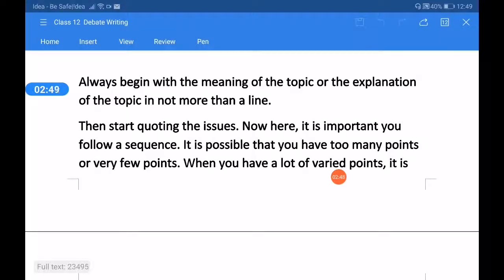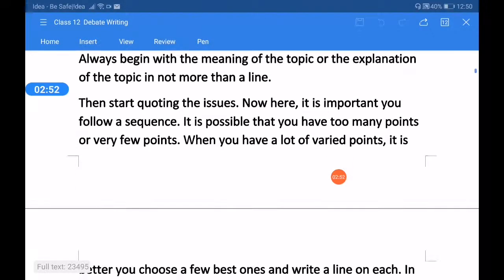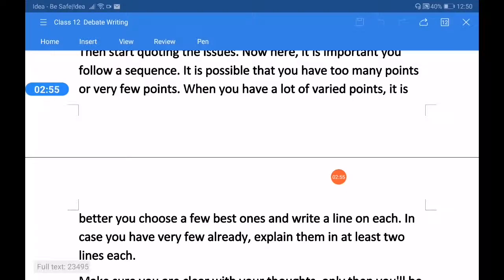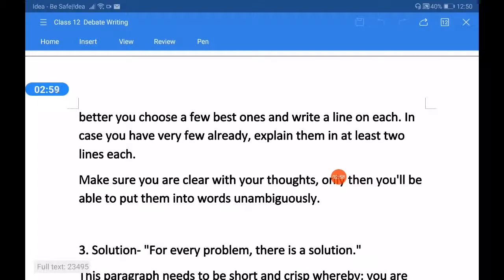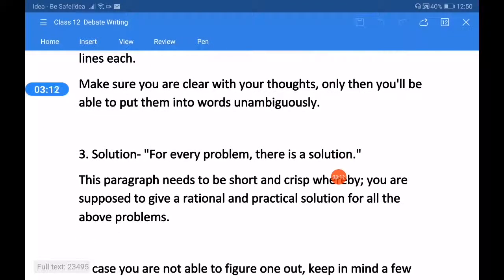It is possible that you have too many points or very few points. When you have a lot of varied points, it is better you choose a few best ones and write a line on each. In case you have very few already, explain them in at least 2 lines each. Make sure you are clear with your thoughts, only then you will be able to put them into words unambiguously.